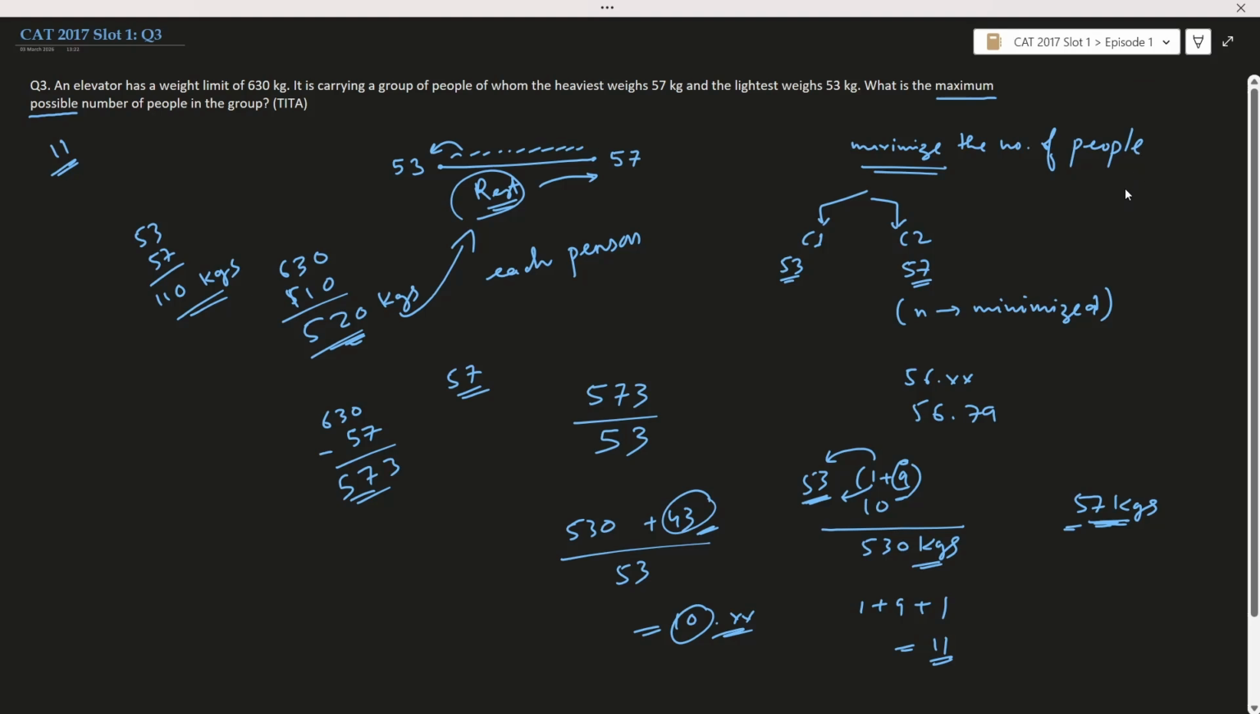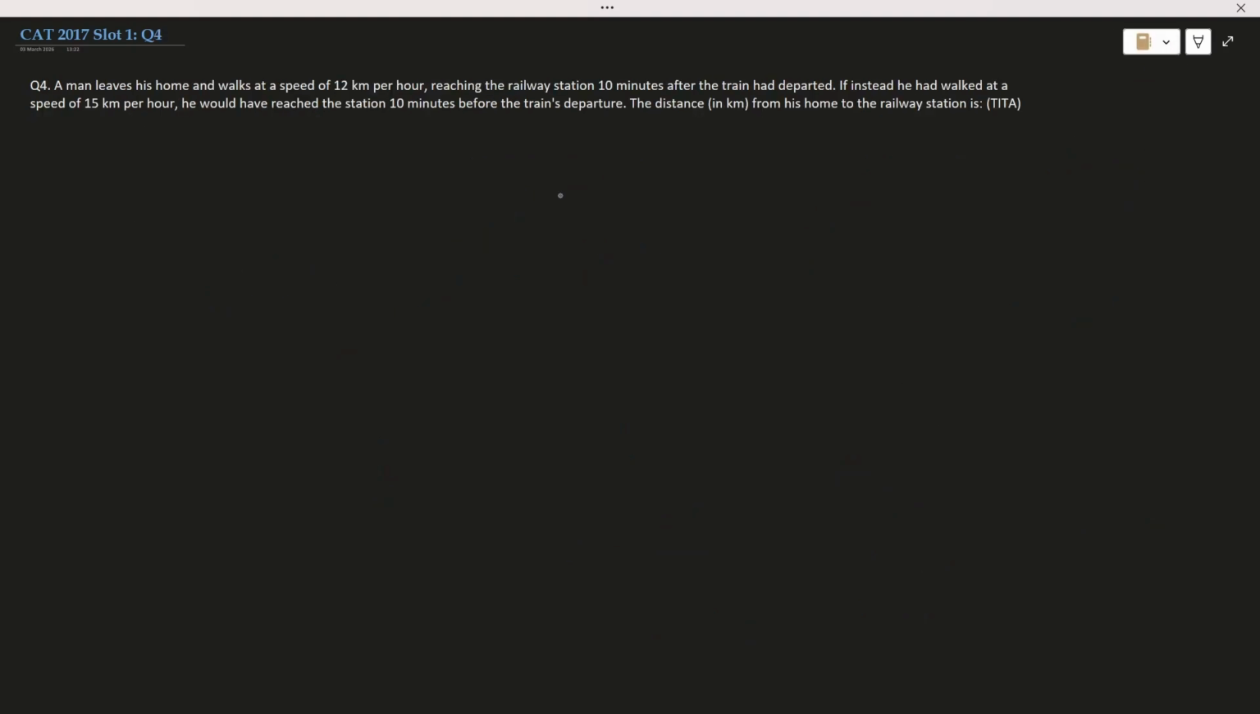Let's move on to the fourth question. A man leaves his home and walks at a speed of 12 km per hour, reaching the railway station 10 minutes after the train had departed. That means he is 10 minutes late. And if he is 10 minutes late, that means he is taking 10 minutes more time.